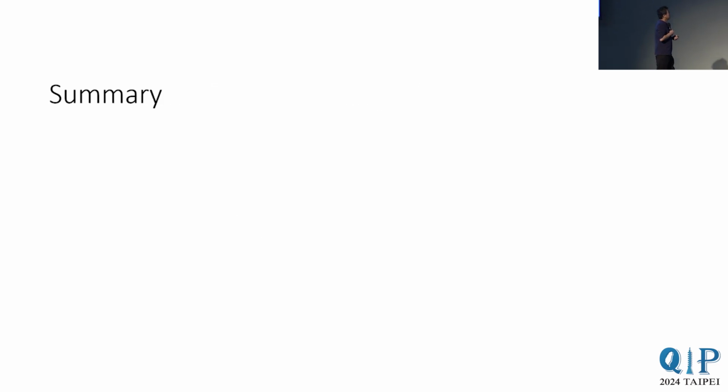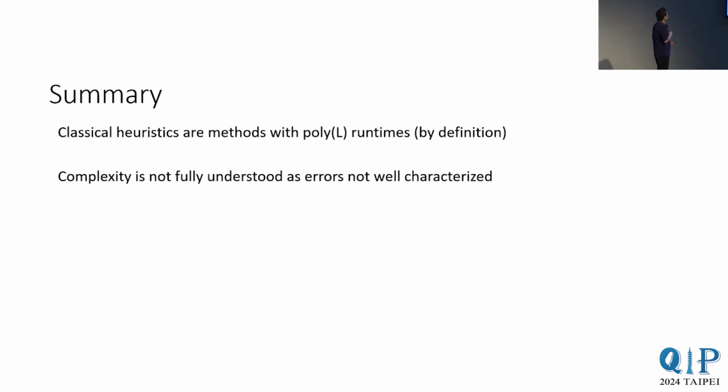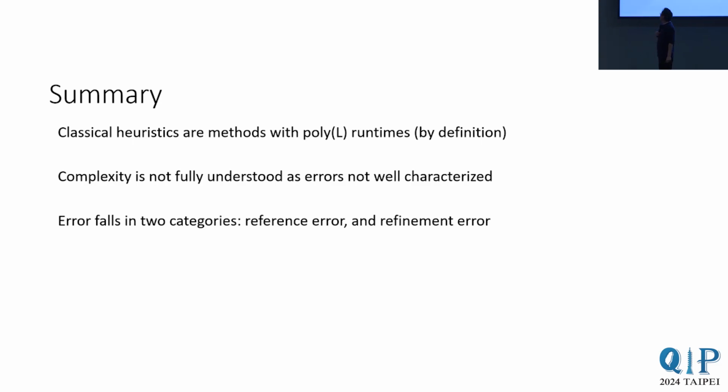Okay, so to summarize this part of the talk, classical heuristics are methods which you execute with polynomial runtimes almost by definition. But the complexity is not understood because the errors are not well characterized. And I think the field, well, when I say the field, I don't know how many people are doing this, but at least a small number of people are now beginning to try and correct this.